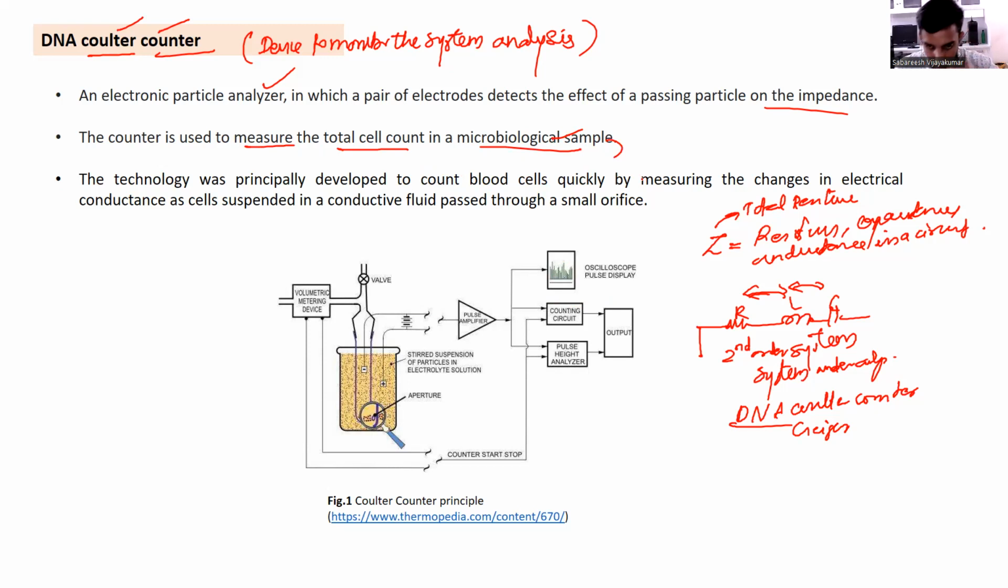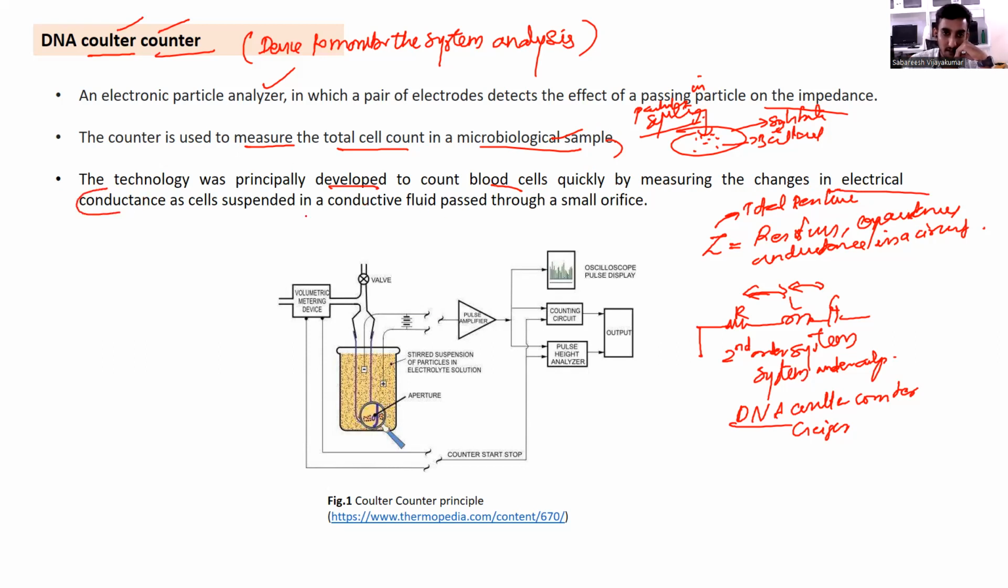Suppose we have a microbiological sample containing different types of bacteria or another kind of substrate to be analyzed. If they are mixed together, the counter is able to detect the particles present in this substance separately. The technology it uses is by means of an electrical circuit. Initially, this process was developed to count blood cells quickly by measuring changes in electrical conductance.